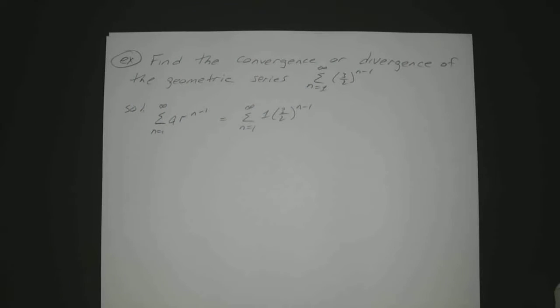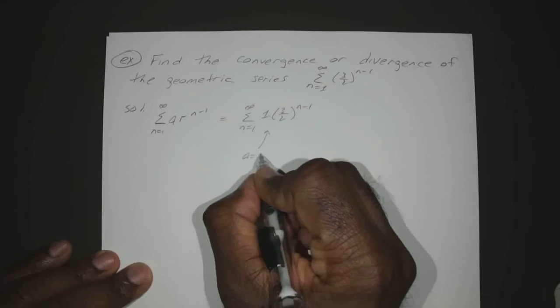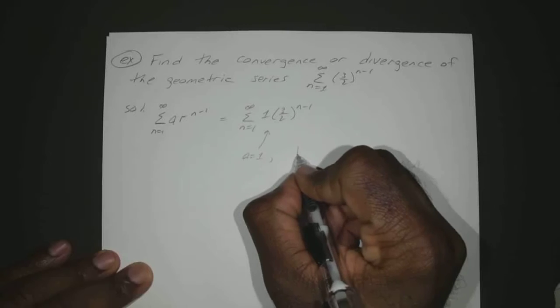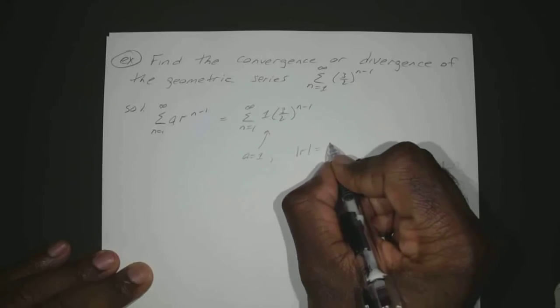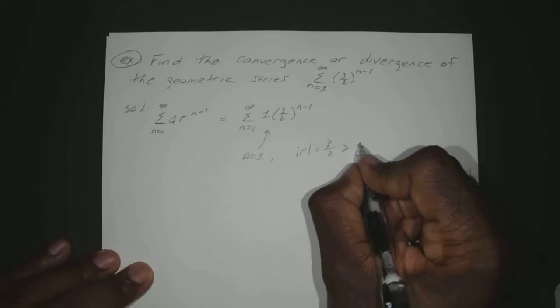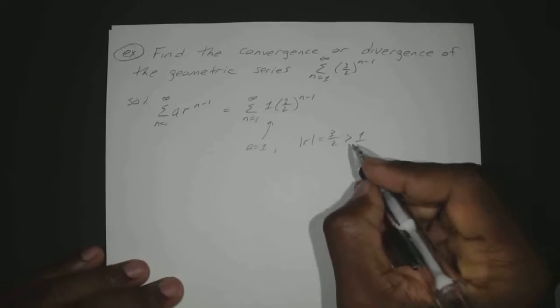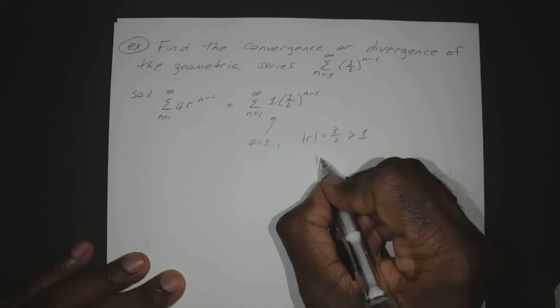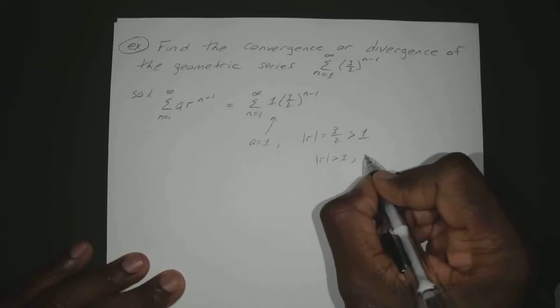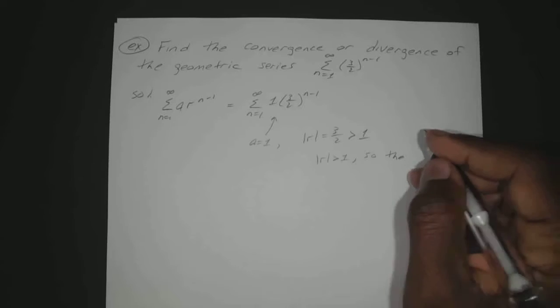Okay. So this one will actually be really, really quick, because a is equal to 1, and the absolute value of r is equal to 3 over 2, which is greater than 1. The minute we find out it's bigger than 1, we already know it diverges. Okay, so the absolute value of r is greater than 1. So the series diverges.